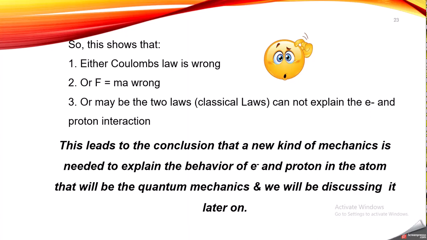This leads to the conclusion that classical mechanics cannot explain the presence of the electron and proton inside the atom, and it cannot explain the stability of the atom. And we now know that a new kind of mechanics, quantum mechanics, is required to explain the structure of the atom. That we will be discussing in the next lecture.